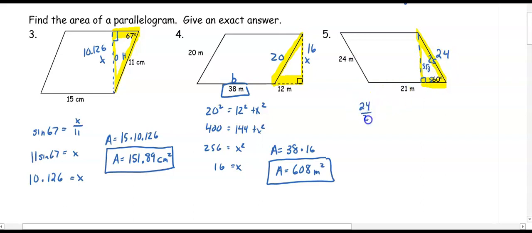So if we do 24 divided by 2, we get that s is 12. So our height is going to be 12 root 3. For the base, we want to use this whole number 21. So our area is 21 times 12 root 3, which equals 252 root 3 meters squared.